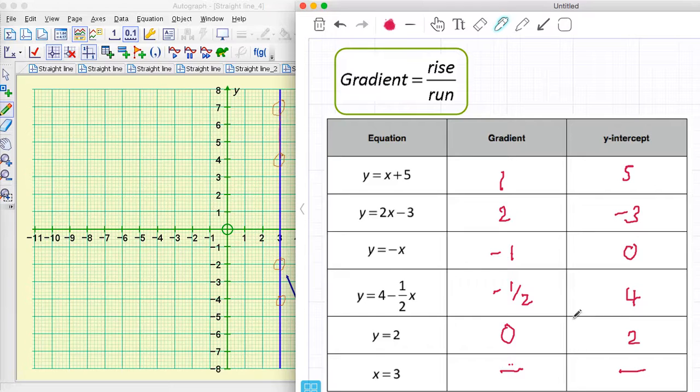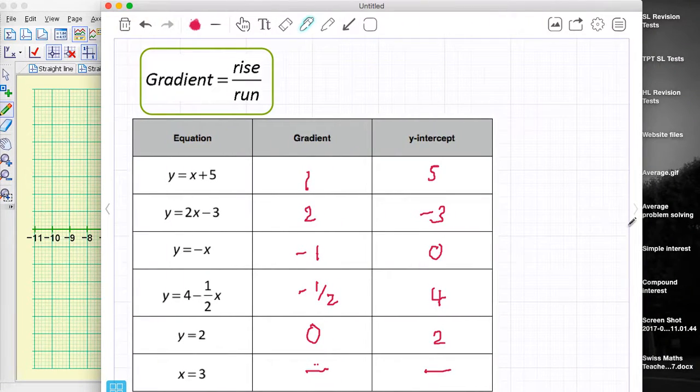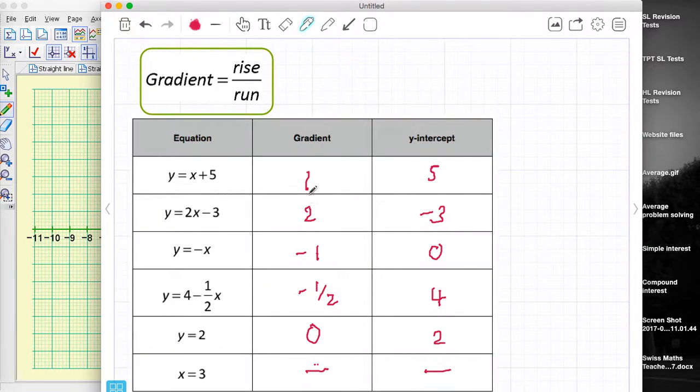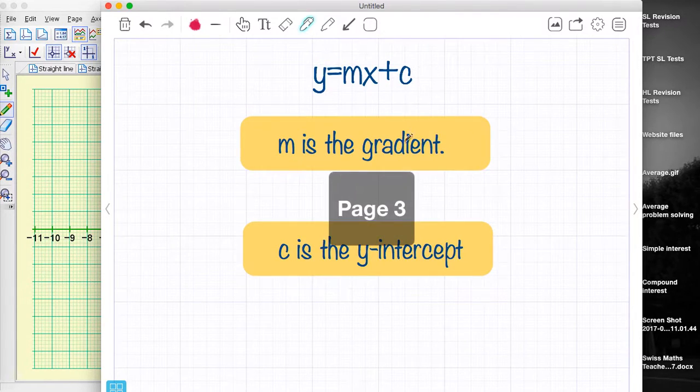But for the diagonal lines, in general, what we have, and what's very important to learn, is this key point. We call our straight lines y equals mx plus c. m is the gradient, and c is the y-intercept. So m in front of x, that's the gradient each time, and c is the y-intercept. And that's a real key point, one that will come up again and again through your maths lessons.